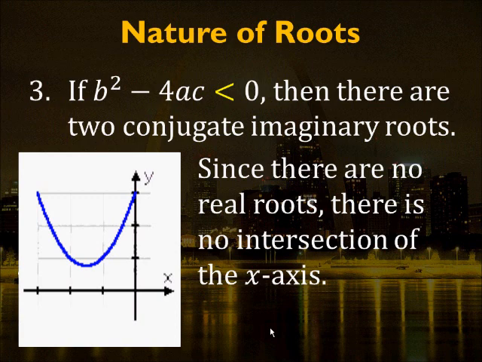So this is where you can determine the nature of the roots of a quadratic equation. If the discriminant is positive, two unequal real roots. If it's equal to 0, then there's a single real double root. And if it's negative, then there are two conjugate imaginary roots.